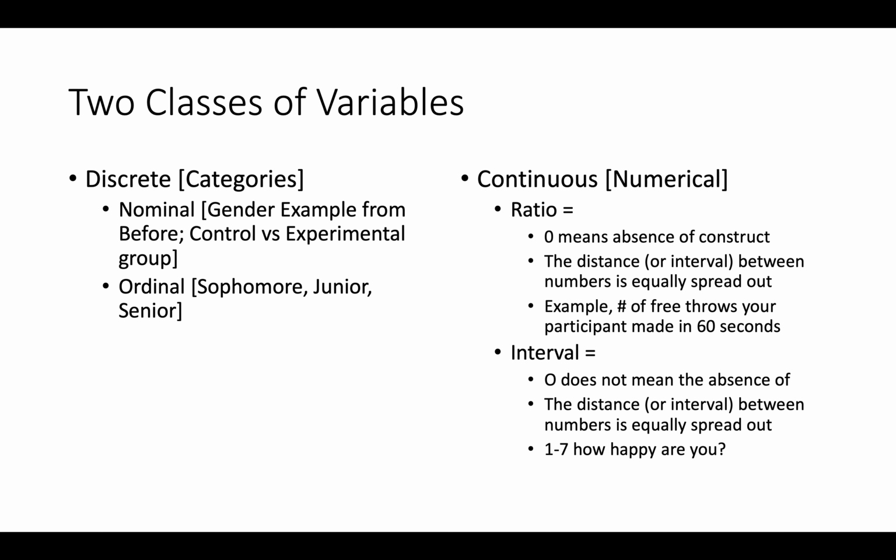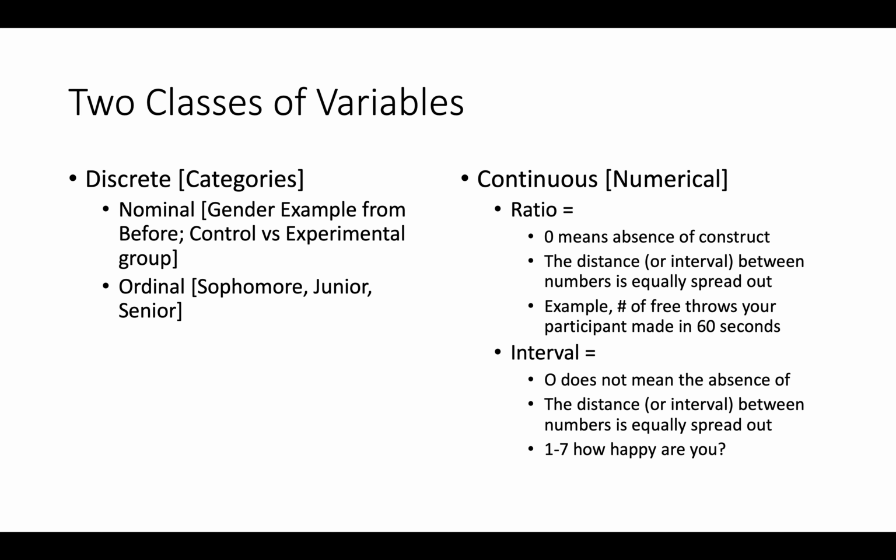Now, ratio is what you think of as a number. 0 means none. 1 and 2: 2 is twice the amount of 1. 3 is 3 times the amount of 1. 4 is twice the amount of 2. 2 is half the amount of 4, right? A ratio scale is just a numerical scale where 0 means the absence of.